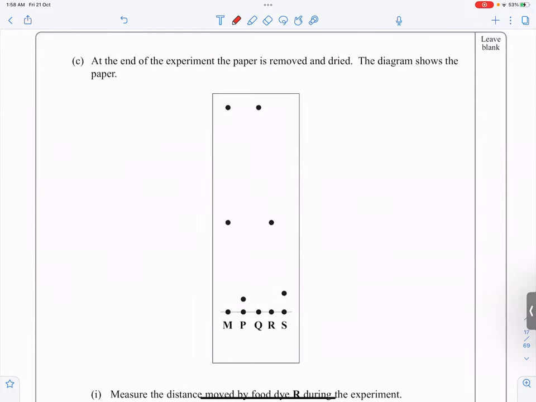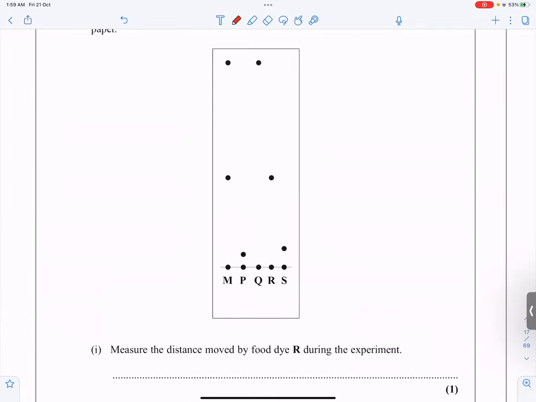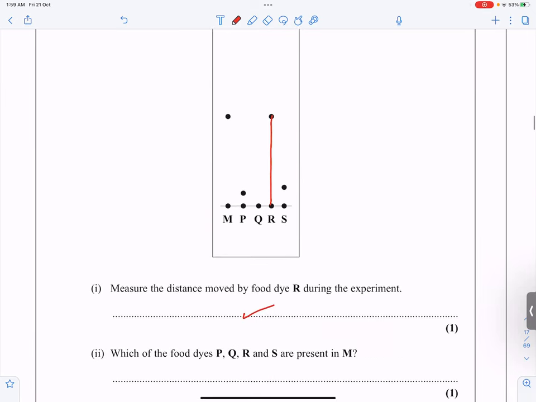Question C. At the end of the experiment, the paper is removed and dried. The diagram shows the paper. Measure the distance moved by food dye R during the experiment. Use the ruler to get the distance between the center of spot R and the baseline. It comes out to about 35 millimeters, which is 3.5 centimeters.